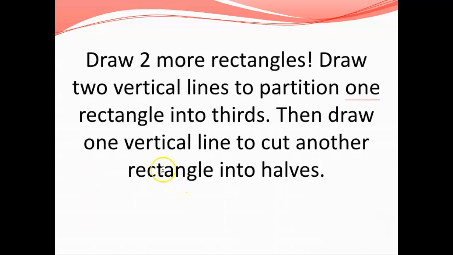Okay, we're going to do this again. Draw 2 more rectangles. This time, I want you to draw 2 vertical lines to partition 1 rectangle into thirds. Then draw 1 vertical line to cut the other rectangle into halves. So we're going to do what we did before. We're going to cut 1 into thirds with 2 lines, and then 1 you're just going to split right in the middle to cut it into halves. Take your time to do that now. Pause if you need to, and press play when you're ready to move on.